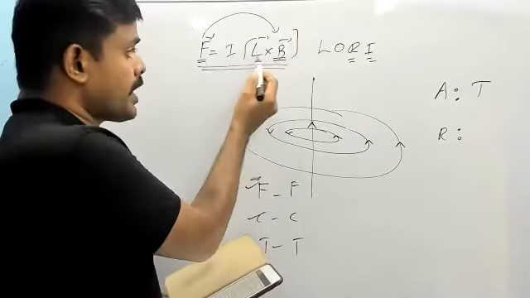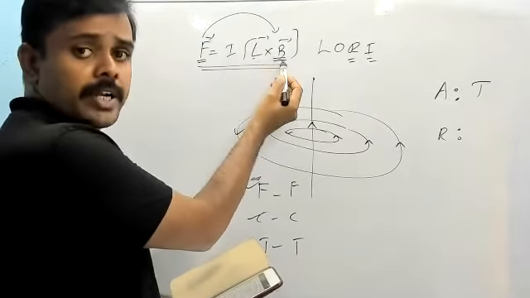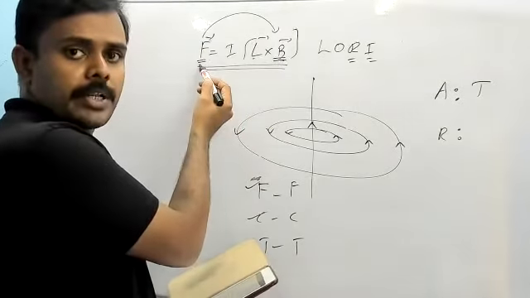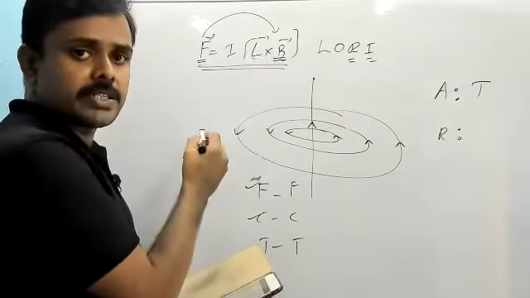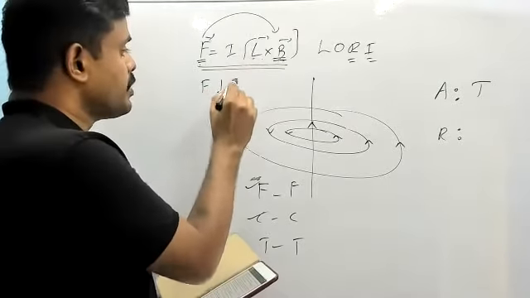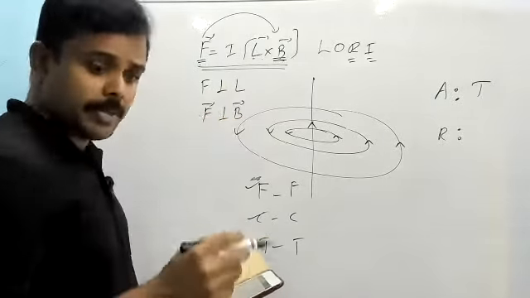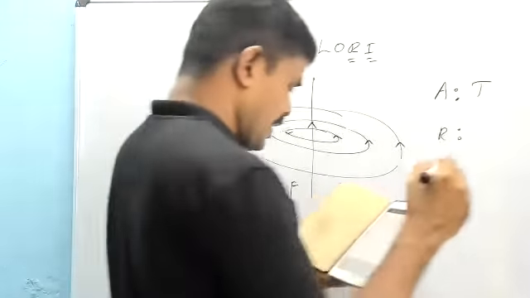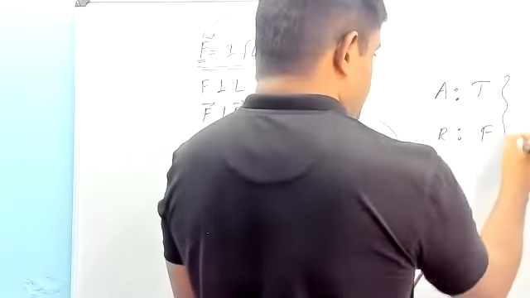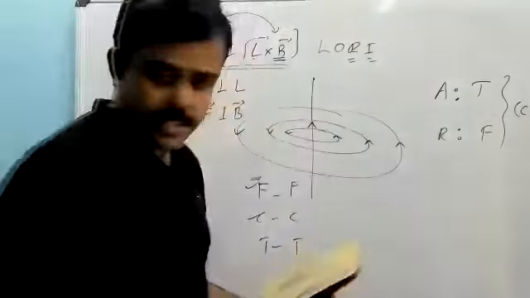If you take the cross product, the result will be perpendicular to both the component vectors. So F is perpendicular to L, and F is perpendicular to B. So force and B are perpendicular. Here they say they are parallel, so that is false. Assertion is true, reason is false. Answer is option C.